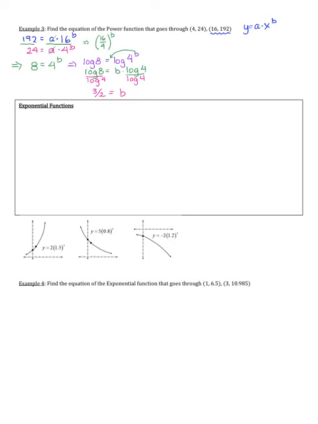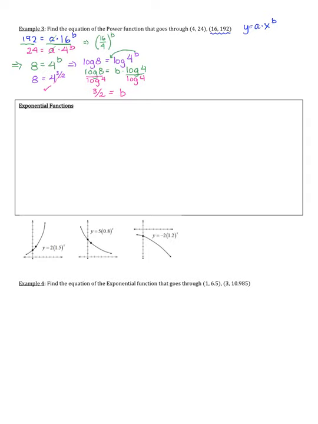Let's test that this really works. They're saying 8 equals 4 raised to the 3/2. Remember what that means: the denominator means you take a root, and the numerator means you raise it to a power. So the square root of 4 is 2, and 2 cubed is 8. It works. Awesome. So we found b. We still have to find a.